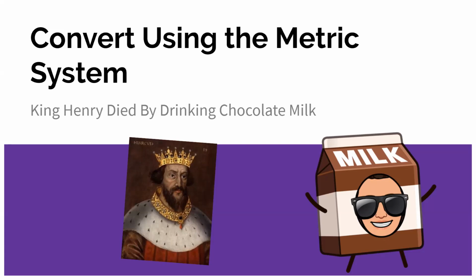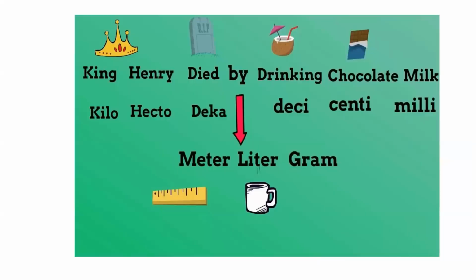But for today, we're going to use the one that is on the screen and the one that is in your notes. So this is what it stands for. The king is kilo, Henry is hecto, died is deca. Then the by stands for base, and the base units that we're going to be talking about are meter, liter, and gram. I think those are all the ones that you guys have in your notes as well. And then drinking is deci, chocolate is centi, and then milk is milli.